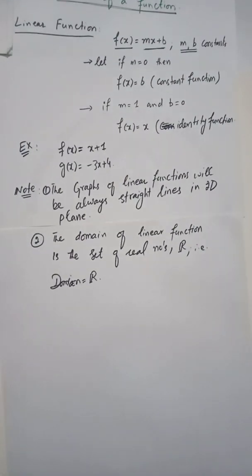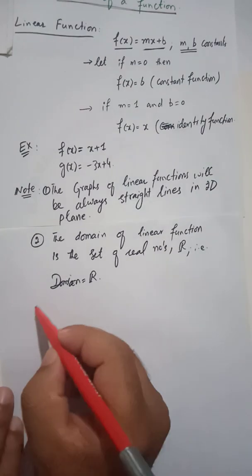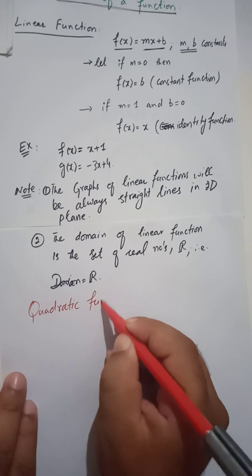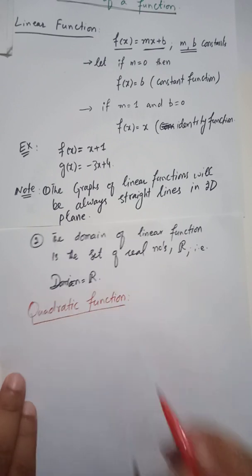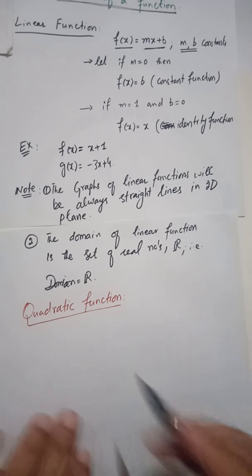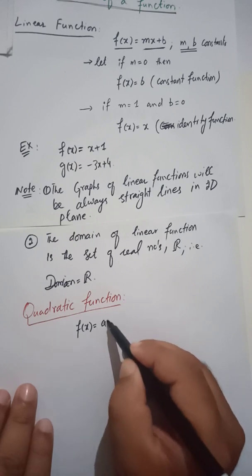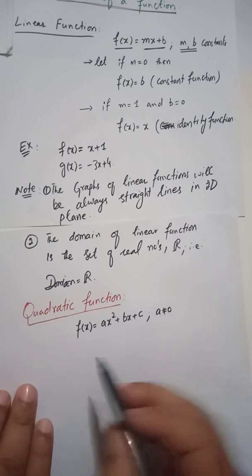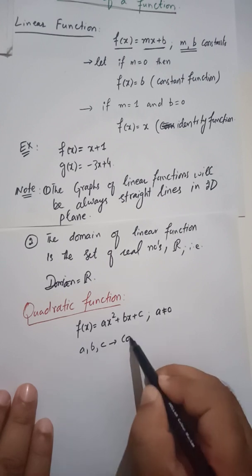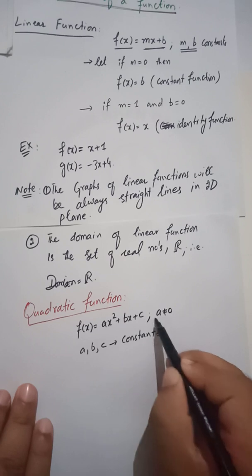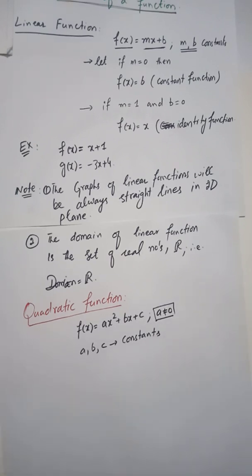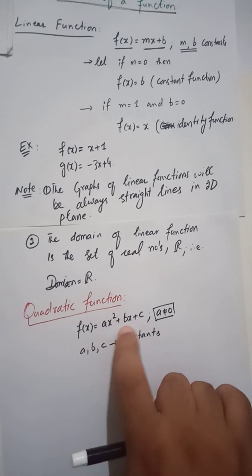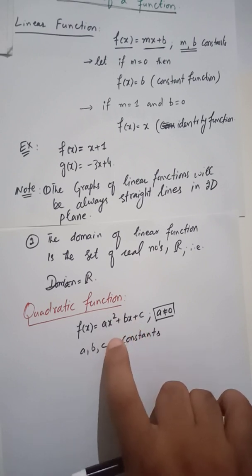Now switching towards the quadratic function. A function f is said to be a quadratic function if it is written in the form f of x is equal to ax square plus bx plus c, where a is not equal to 0, because a, b and c are constants, but we impose the condition that a is not equal to 0. If a is equal to 0, then a multiplied by x square will be 0, so you will get bx plus c. That will become linear, and will not remain quadratic.